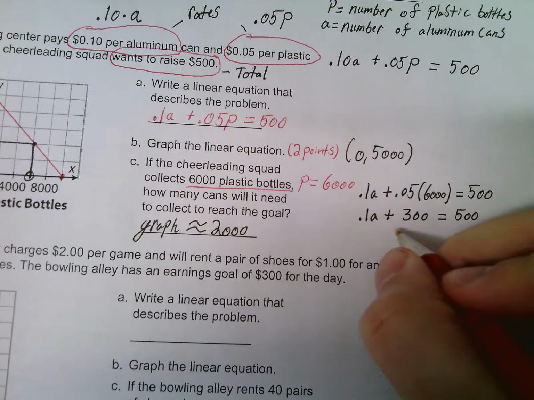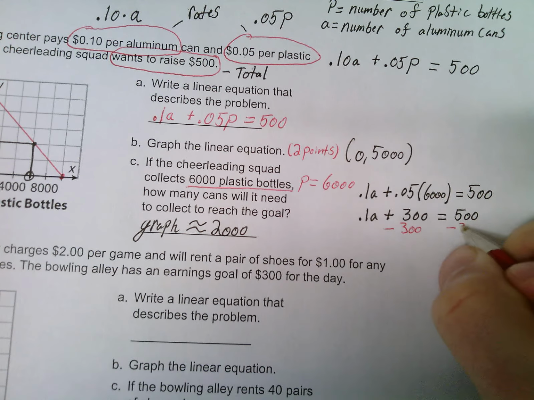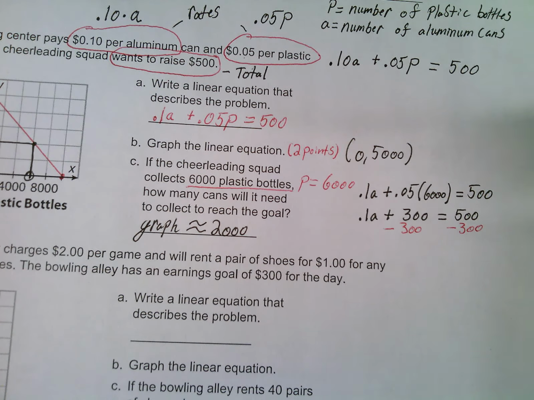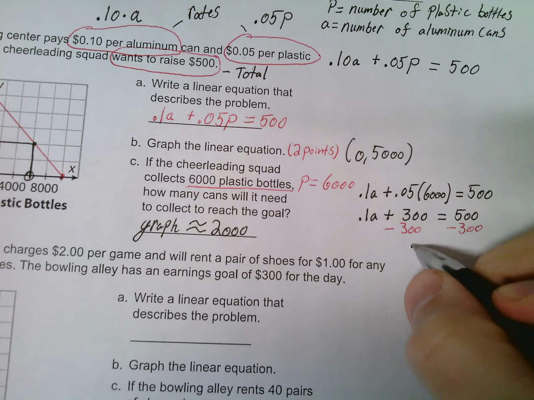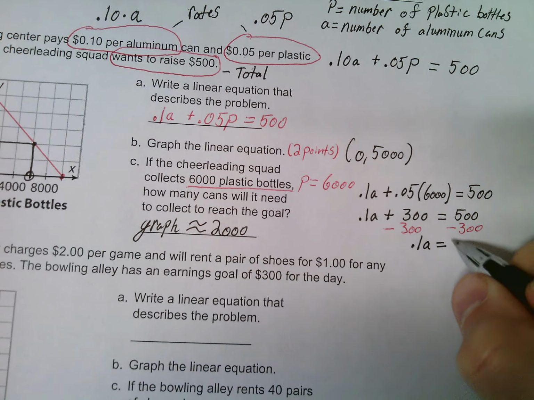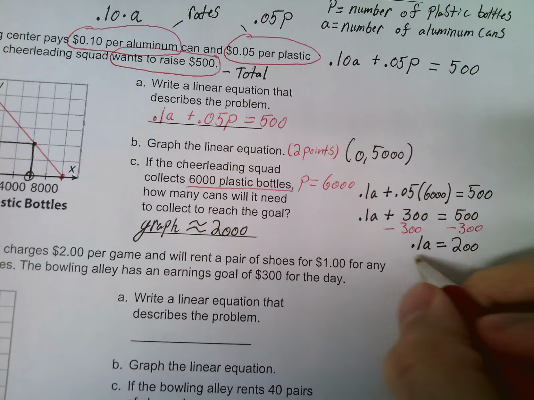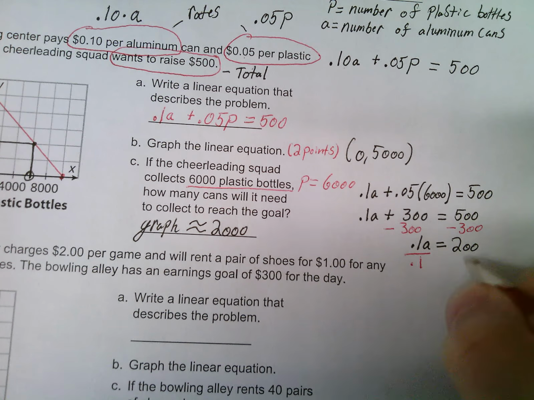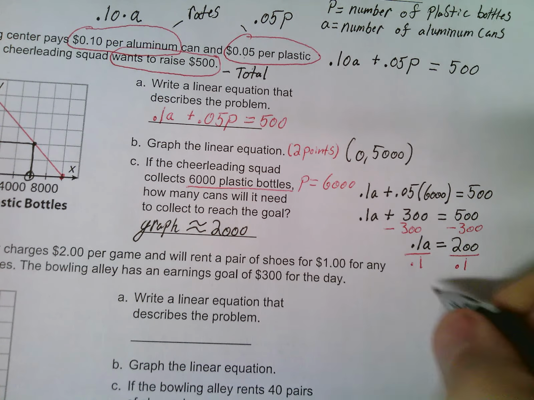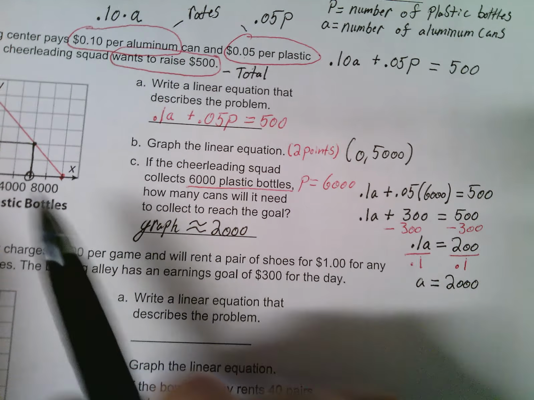So to solve for a, we need to get rid of this 300. The opposite of adding 300 is subtracting 300, which means I would have 0.1a is equal to 500 minus 300. That's 200. And then I need to divide by that 0.1 or multiply by 10, whichever way you like to think about it, because this is 1/10. So we can multiply by 10 as well. And we do get that a is equal to 2,000.